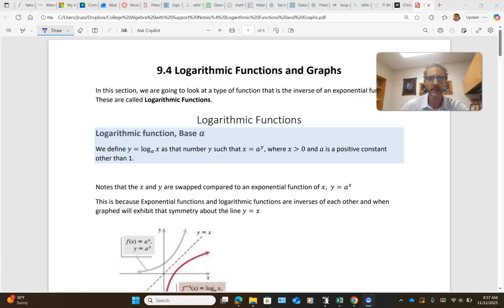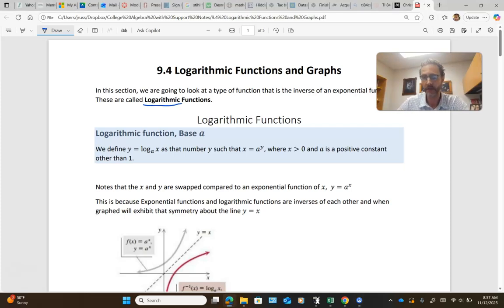Hey, welcome back, class. So we're going to start section 9.4. Now we're going to talk about that second type of new function that we haven't seen yet. And you may recall me saying that it is the inverse function of an exponential function, okay? And we actually have a name for it. These functions that we're going to study today are called logarithmic functions. You'll also hear them called logarithms. Okay, so you may have heard that before.